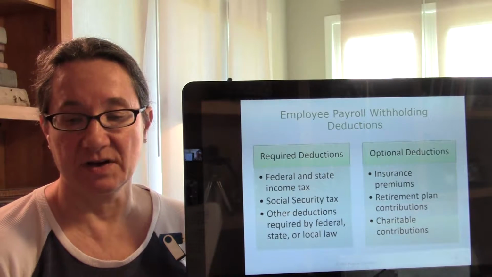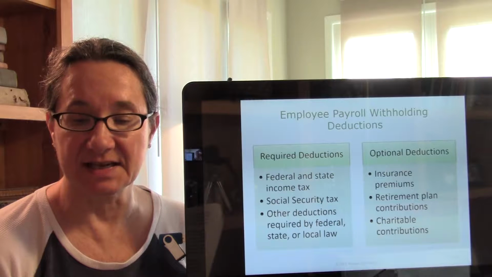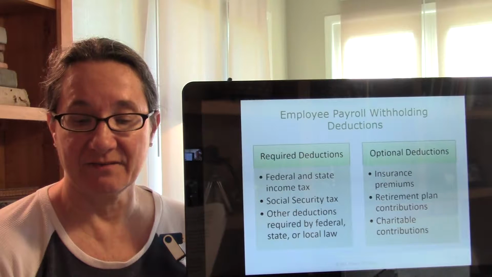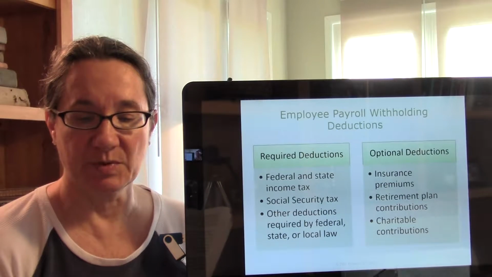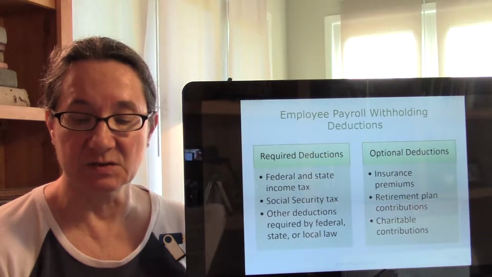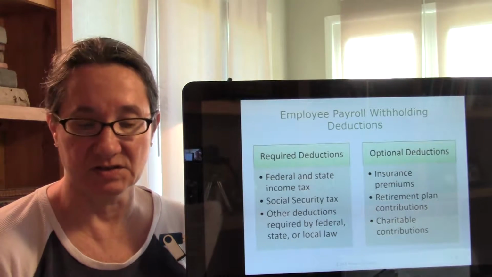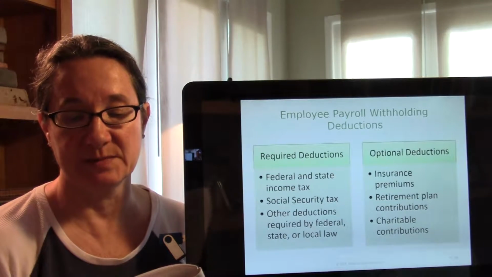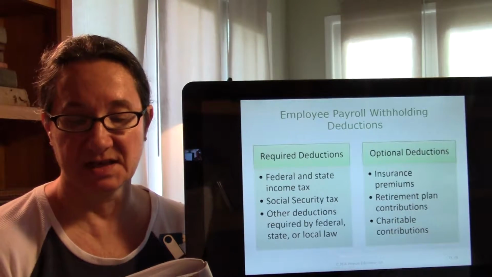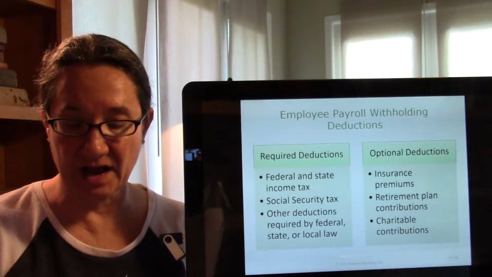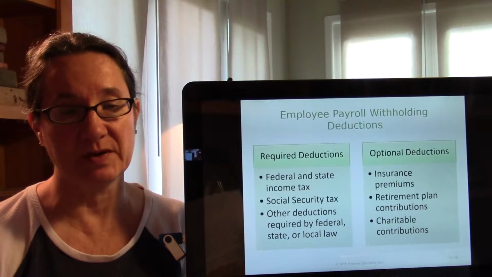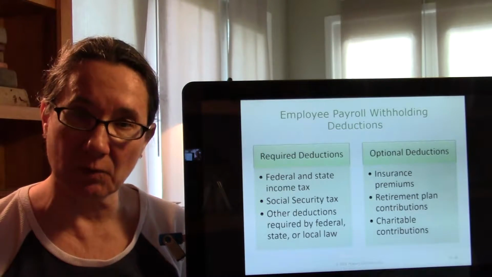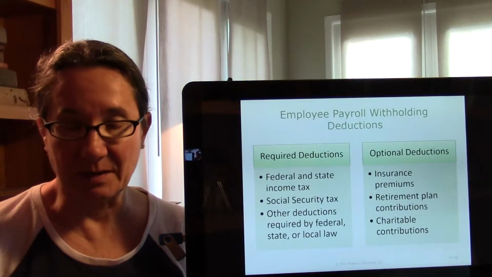Required deductions include items such as employee federal and state income tax, Social Security tax, and other deductions required by federal, state, or local laws. For example, employees pay their income tax and Social Security tax through payroll deductions. Optional deductions include insurance premiums, retirement plan contributions, charitable contributions, and other amounts that are withheld at the employee's request. So a lot of times employees withhold extra amounts that they want withheld, and that's optional.